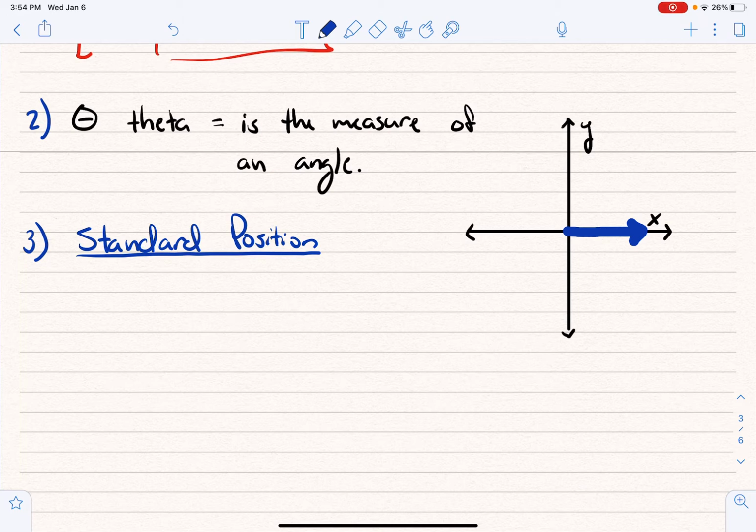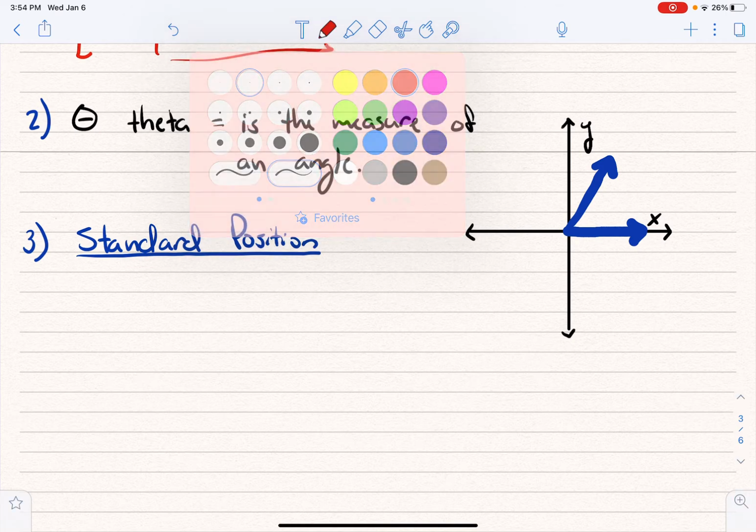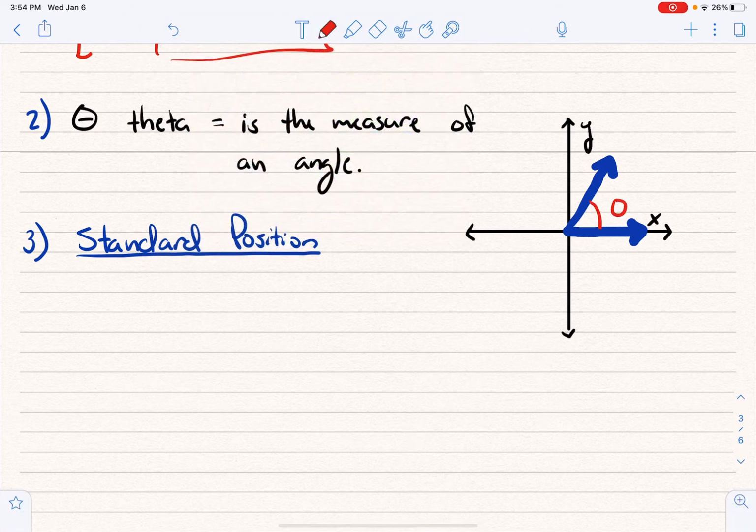It opens counterclockwise. So maybe the terminal side of the angle is right here, all right? And so I could look at that and say, well, this is the angle theta. And it looks like theta is about 60 degrees. Okay, so it started at the positive x-axis. It opened counterclockwise to that point right here. And so this right here would be the initial side.